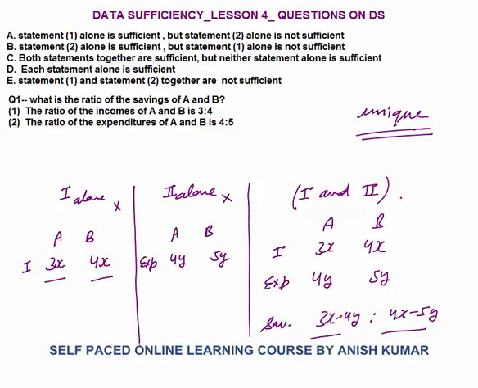So even after combining both statements, we are not able to get the answer, or this is not sufficient to answer the question. So our answer would be statements 1 and 2 together are not sufficient to answer the question. So our answer would be E for elephant. E will be our final answer.